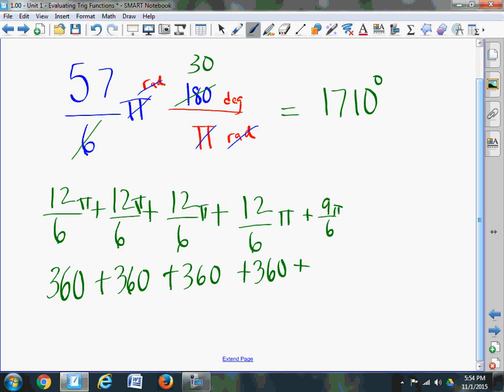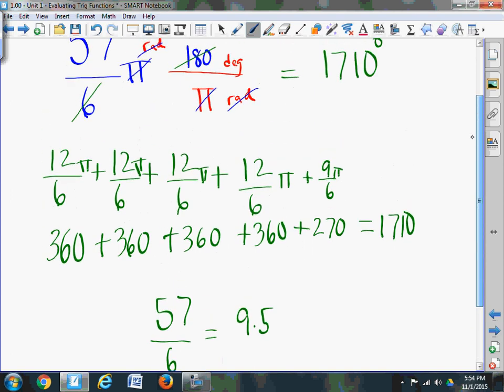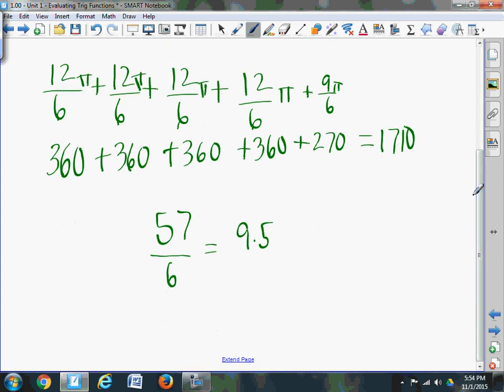And then I could break this into pies, that'd be 180, and then half of that, so 270. All right, that'd come out to 1710. So some students like that kind of approach of, what if I do 57 divided by 6? And that comes out to 9.5. Well, if I do that 9.5, you gotta remember this is in terms of pi.